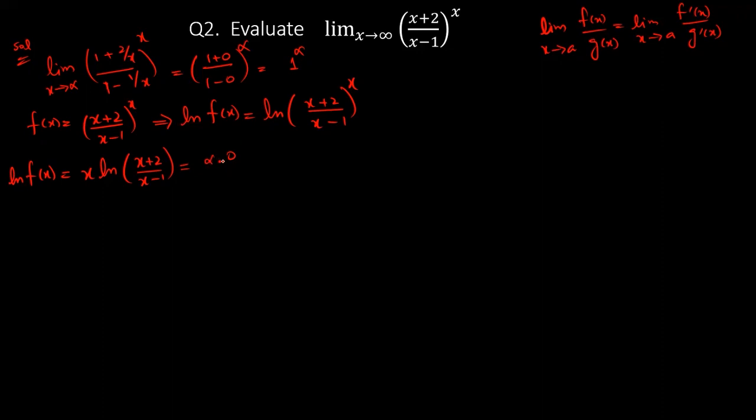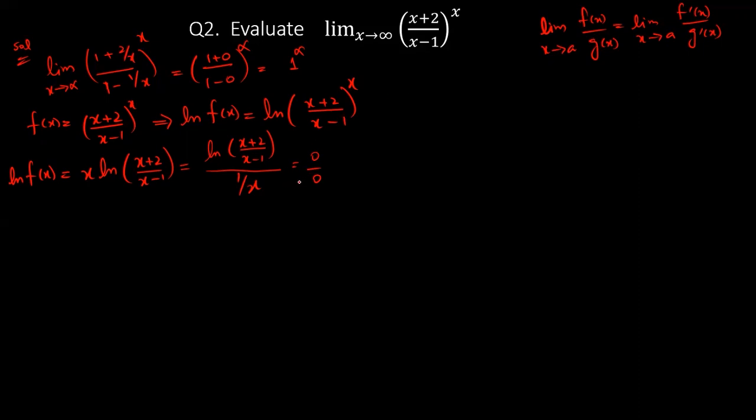If we have a situation like this, we can rewrite this function as natural log of x plus 2 by x minus 1, divided by 1 by x. So we can rewrite this function into this form, and if we apply limits, this will give us 0 by 0 form. Okay, so now we can apply L'Hopital rule over here.